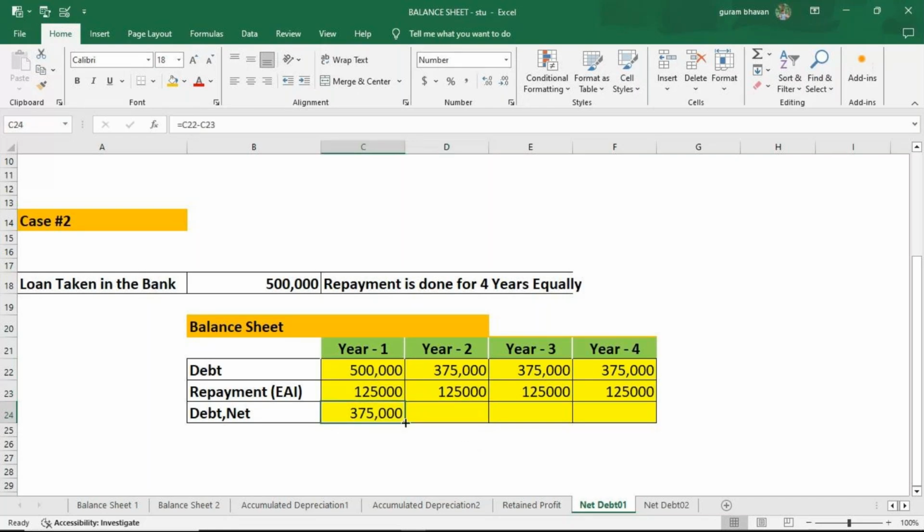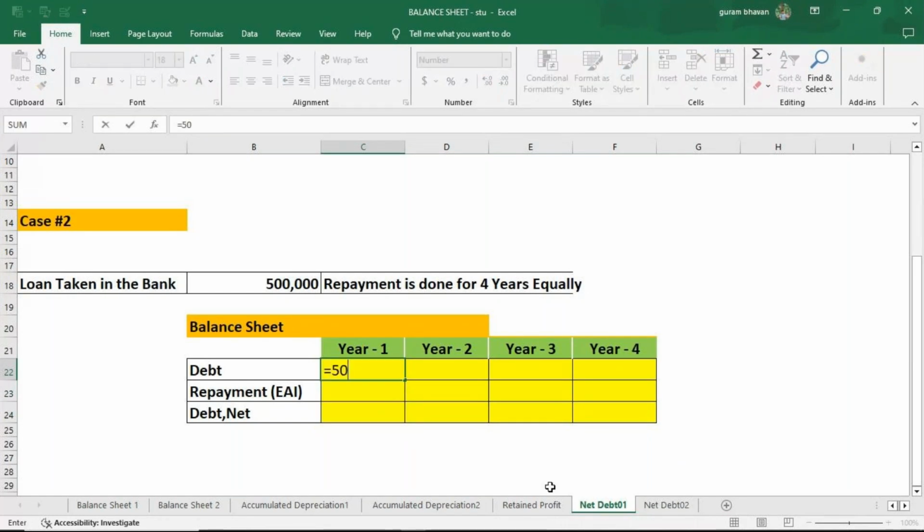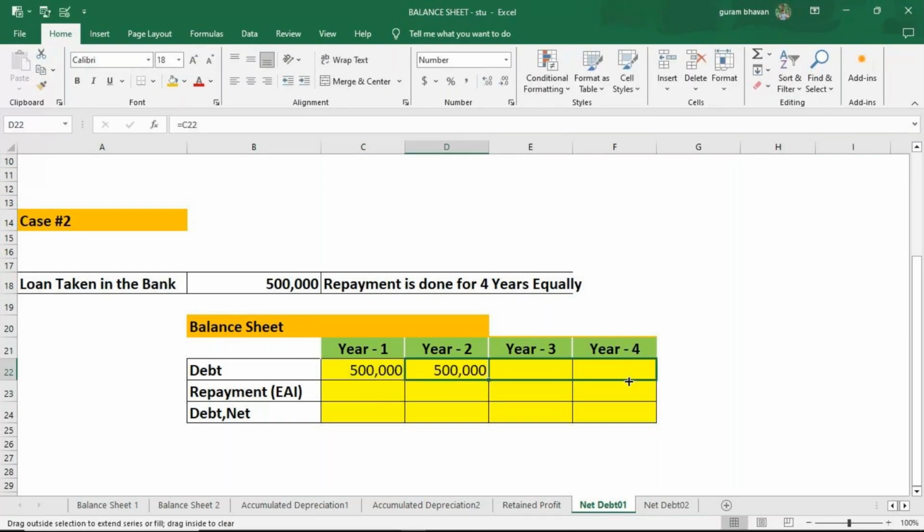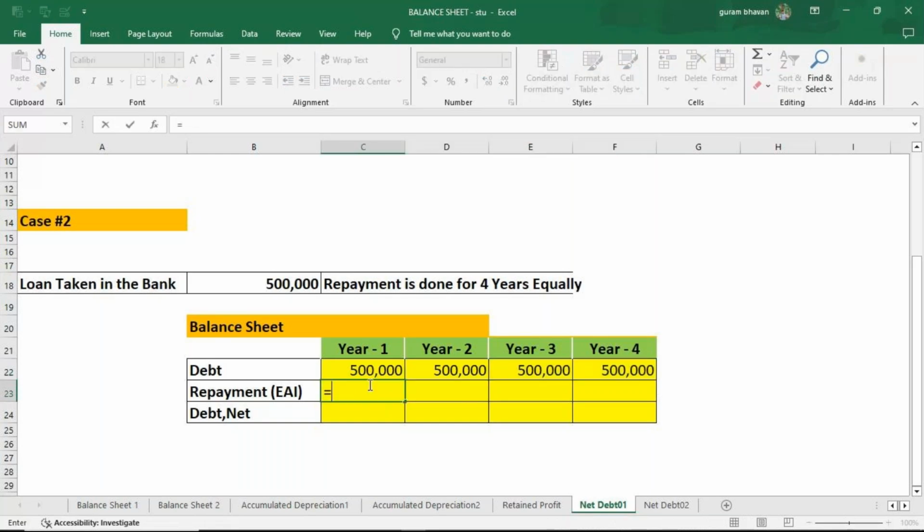So here I'll come. One second. Okay, let me do it from the beginning. Equals 5 lakh. So the debt amount is going to remain the same. EAI will be equals debt amount divided by 4, and this is going to remain the same for all the 4 years.